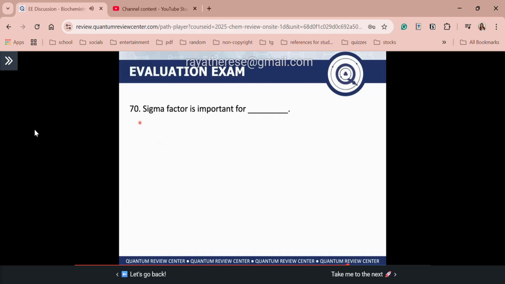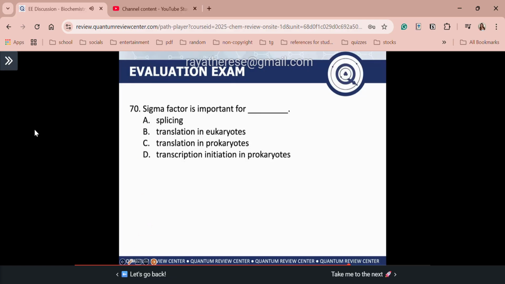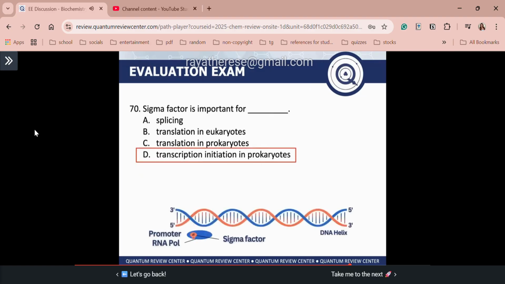Number 70, sigma factor is important for blank. Class, before I discuss, here are the choices. As you can see here, we discussed this during our discussion on transcription, right? So particularly, sigma factor is important for transcription initiation, specifically for your prokaryotic cells. I hope it's clear again. Our discussion here involves the assembly of your initiation complex in the first step of transcription.